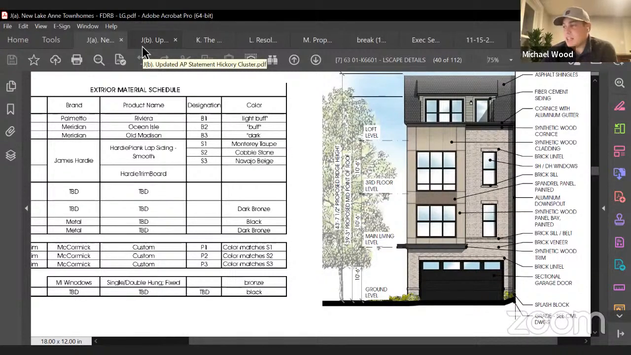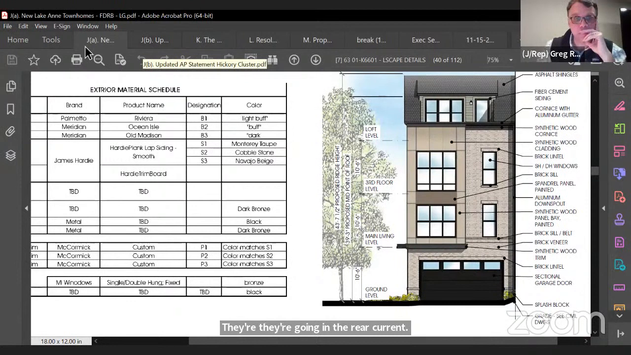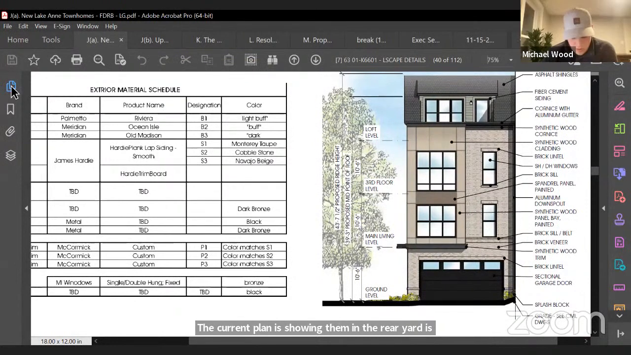I think just to mention the HVAC, so we are all on the same page about it. They're going in the rear. The current plan is showing them in the rear yard. That's accurate, correct? Correct.